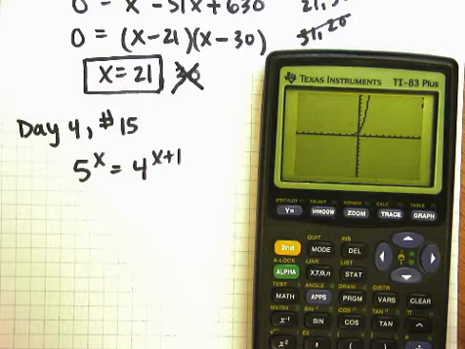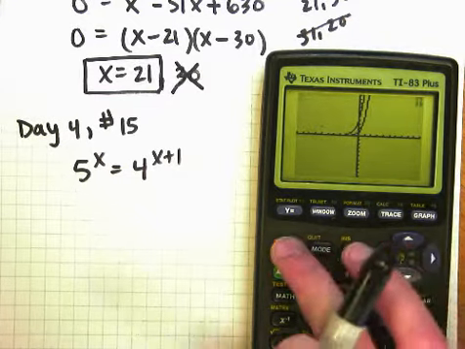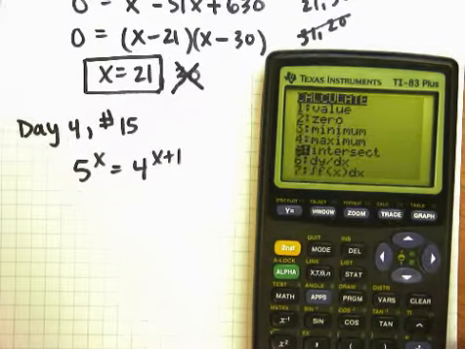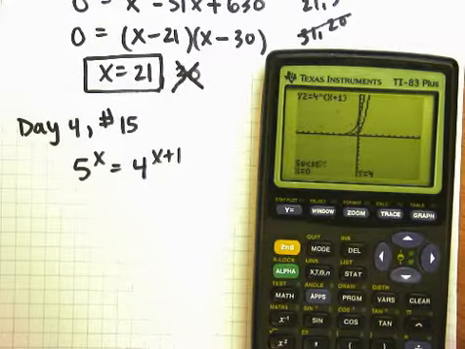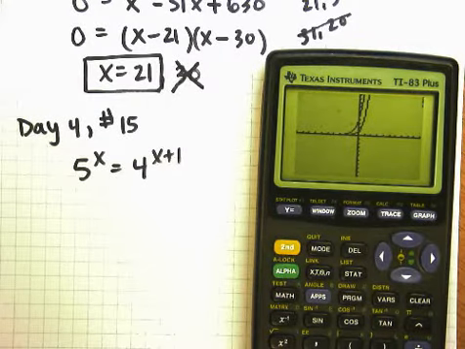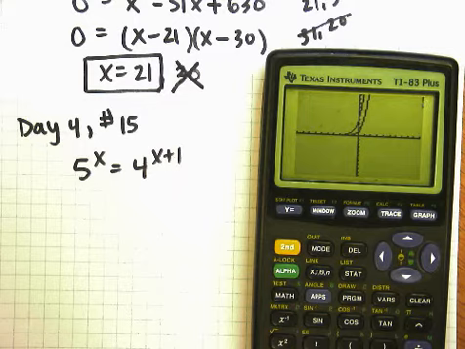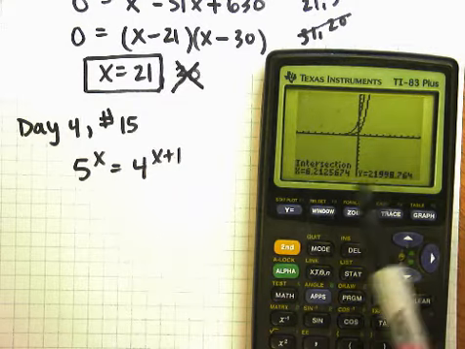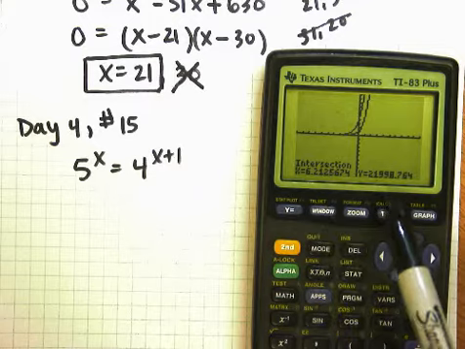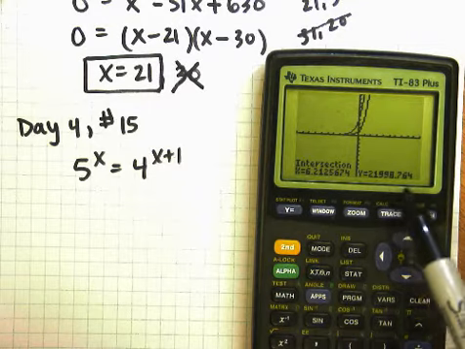Now, when you graph two exponentials, it doesn't always look to the naked eye like they're going to intersect. However, I hit second trace and intersect, and then enter, enter, enter. It's taking a while to think about it. My calculator says that it intersects at 6 and 21,000, almost 22,000.